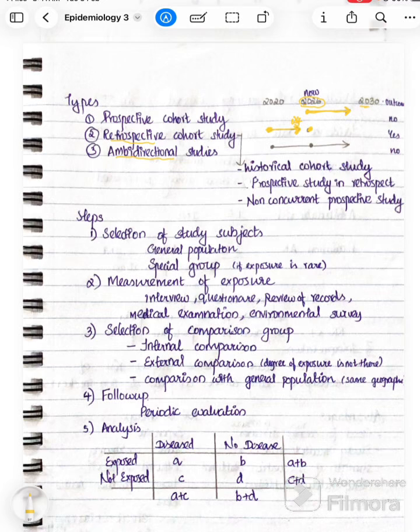The outcome, exposure, everything happened before the onset of the study. Most of the time this is record based. Ambidirectional: now we are in 2026, the study started in 2020, and the outcome we are going to measure in 2030. So this is ambidirectional. Other names for retrospective cohort study are historical cohort study, prospective study in retrospect, and non-concurrent prospective study.